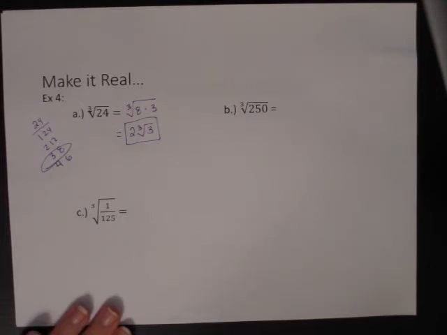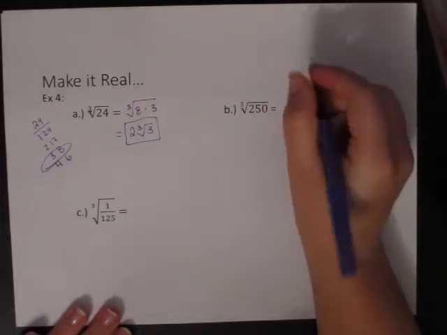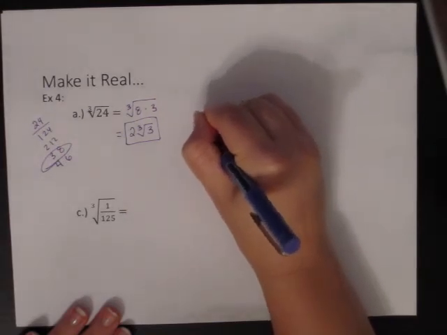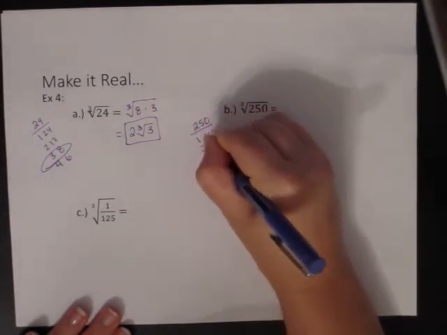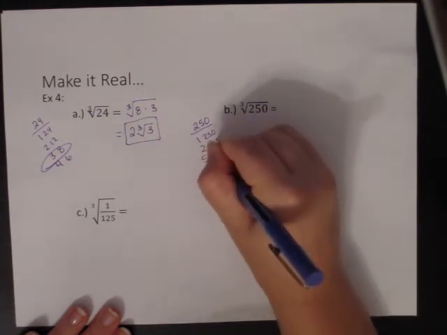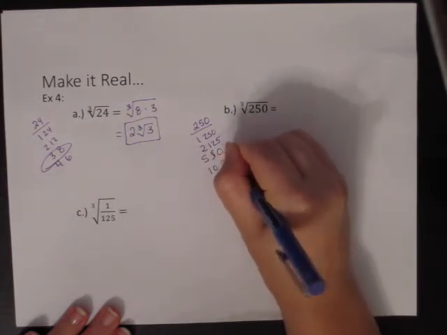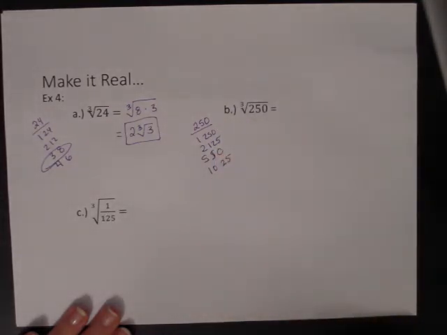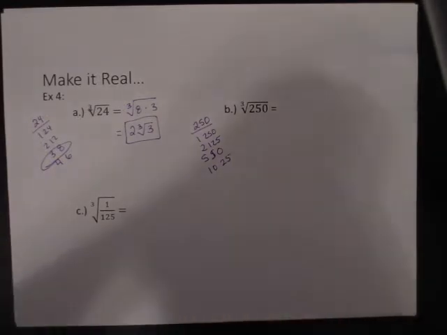Okay? So now what I want us to do is the cube root of 250. So what I want to do is find the factors of 250. So 1 and 250, 2 and 125, 5 and 50, and then 10 and 25. Okay, so again, I'm going to look at my list for the perfect cubes.